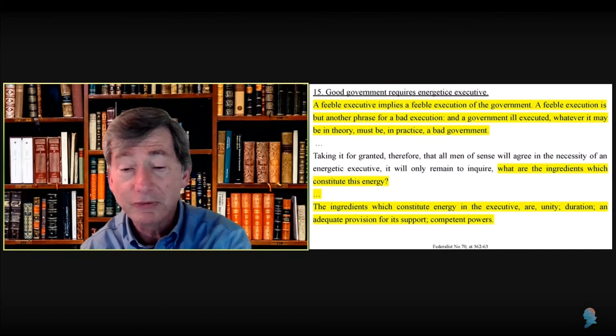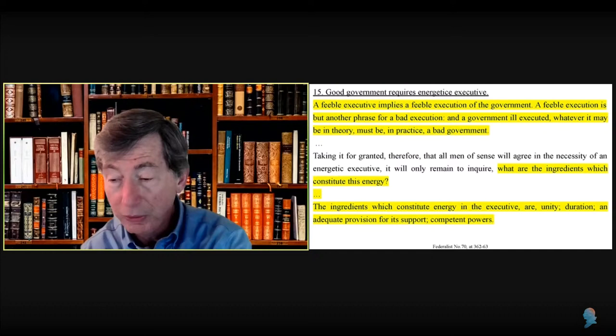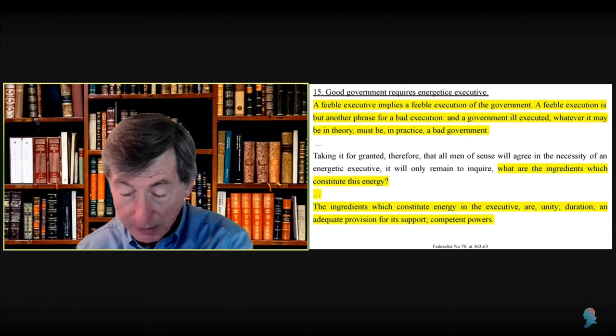Skipping down. What are the ingredients that constitute this energy? There are four. Unity, one of the most important. Duration, we know about that, 4 years. An adequate provision for support, critical. Competent powers. Now, energy requires a unitary executive.